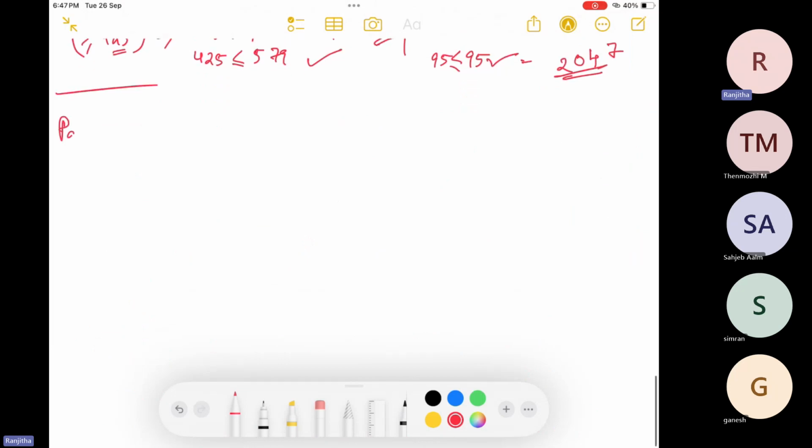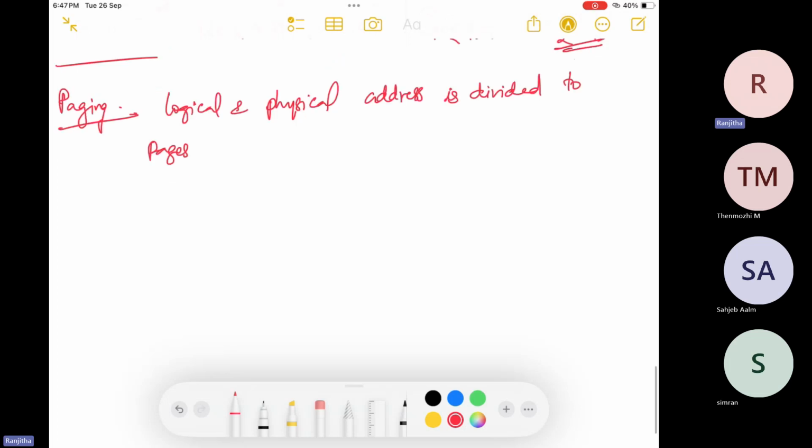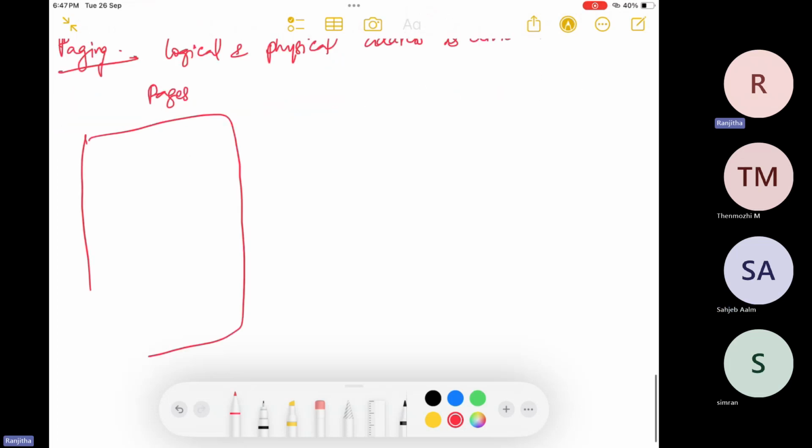Now let's go to paging. In paging, the concept is that we divide both the logical address space and the physical address space into what are known as pages. Assume that we have a large program and we have little memory. So we divide.